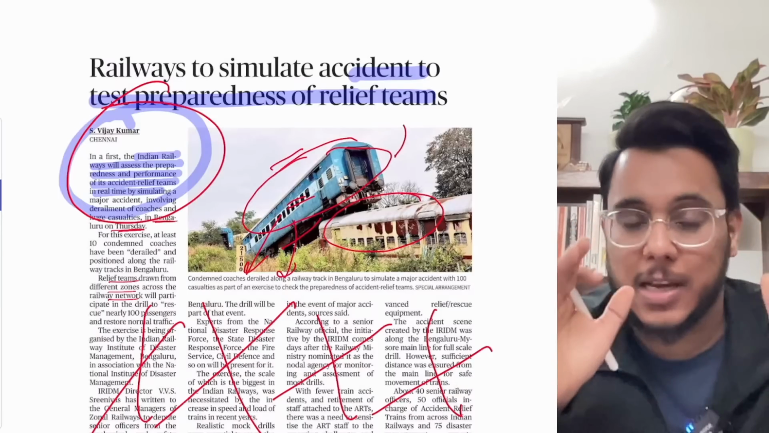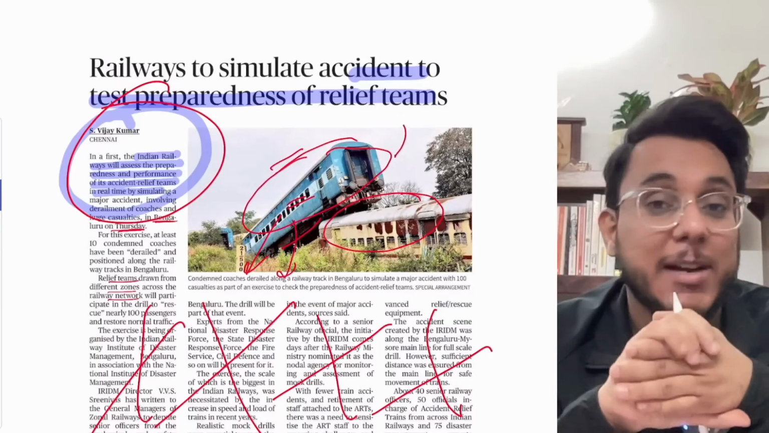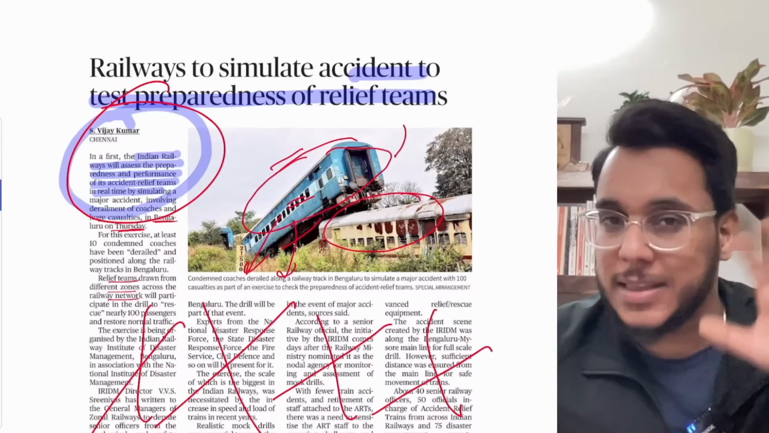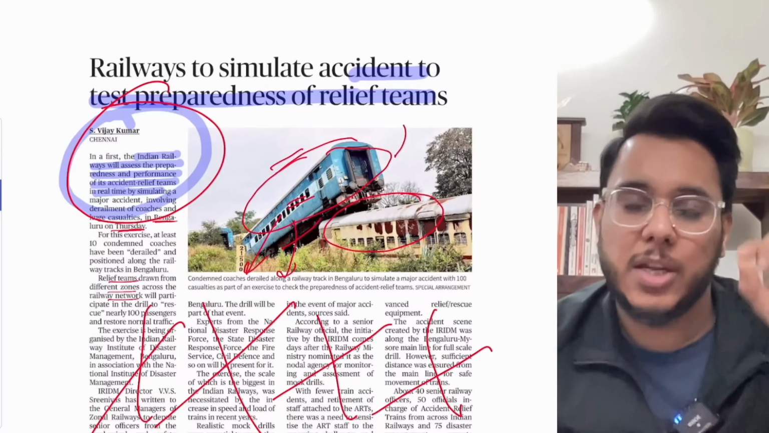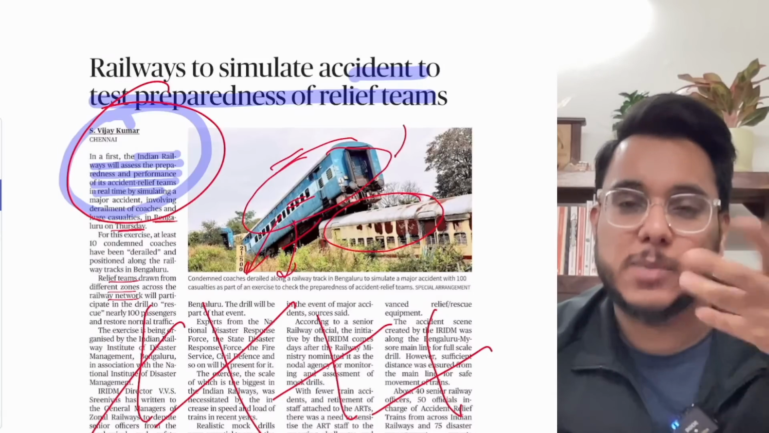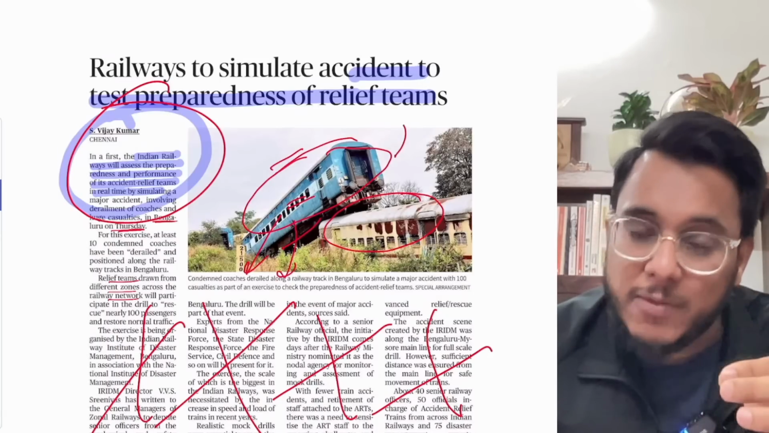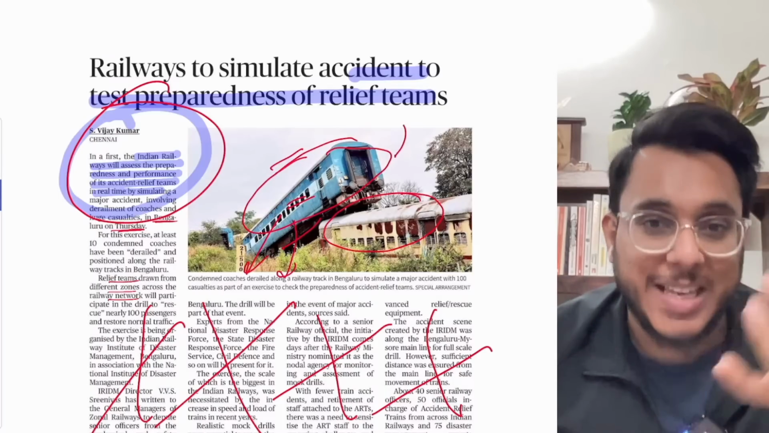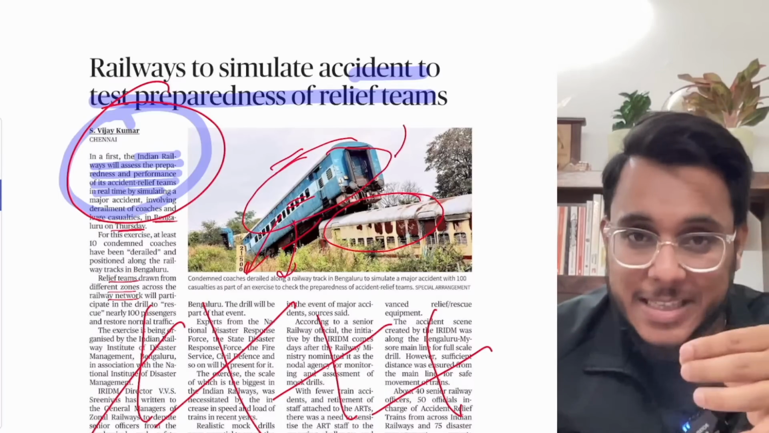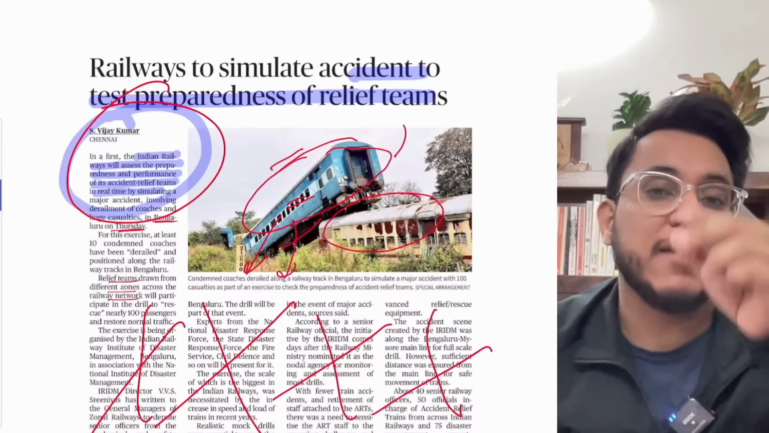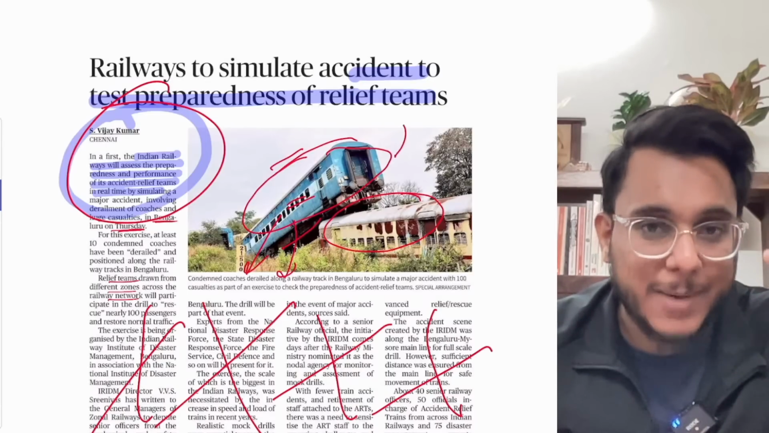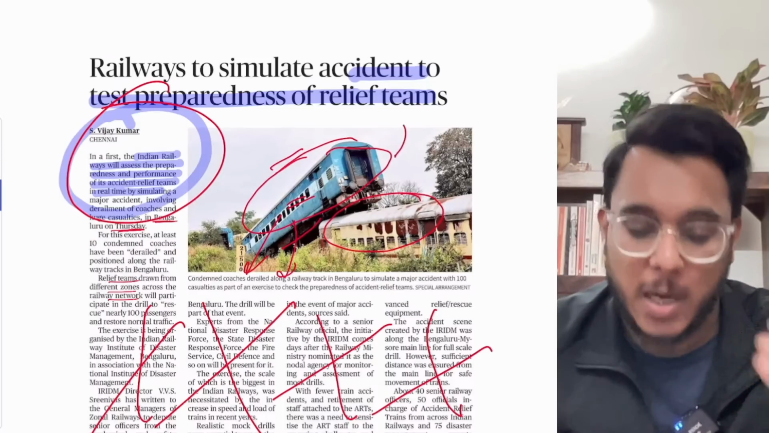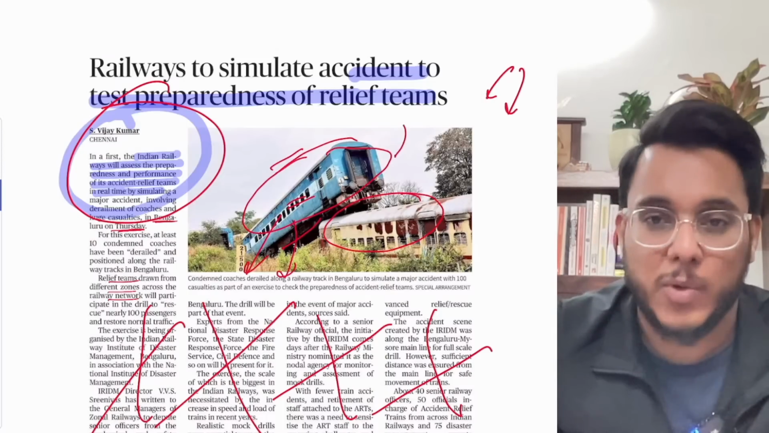Guys, understand this thing. You need to understand the need of this exam. In the UPSC paper, a question will not come asking that a mock drill was carried out in Bangalore, explain that mock drill. No, questions will come on the vulnerability of Indian Railways, accidents in Indian Railways, challenges in Indian Railways. Among the challenges of accidents in Indian Railways, to meet that challenge there are many initiatives being taken, and one is this one.